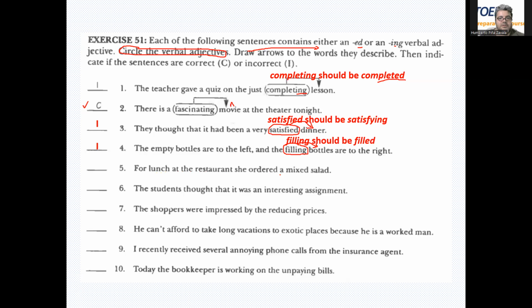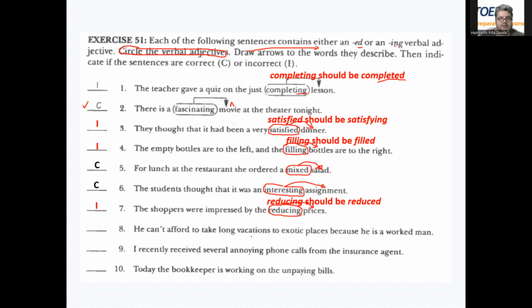For lunch at the restaurant, she ordered a mixed salad. Right? Yes, somebody mixed the salad. The salad was mixed. So this is correct. The students thought that it was an interesting assignment. Right? Interesting assignment. So the assignment is interesting. Yes. The shoppers were impressed by the reducing prices. Okay, here, somebody reduced the prices, so the prices should be reduced. So this is incorrect, should be reduced.